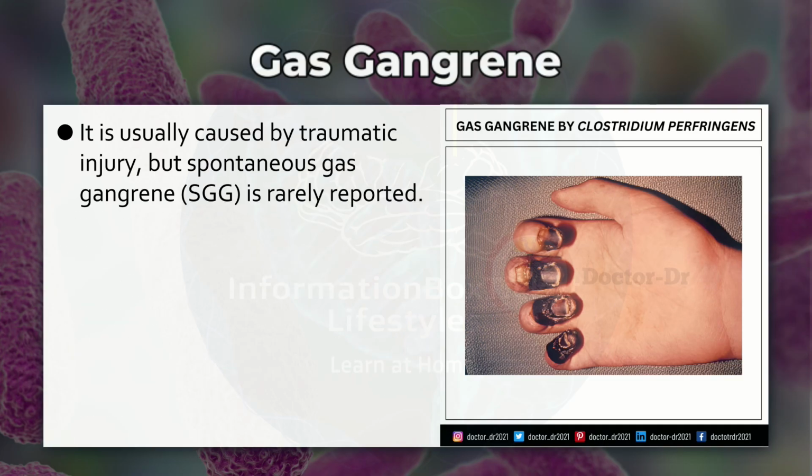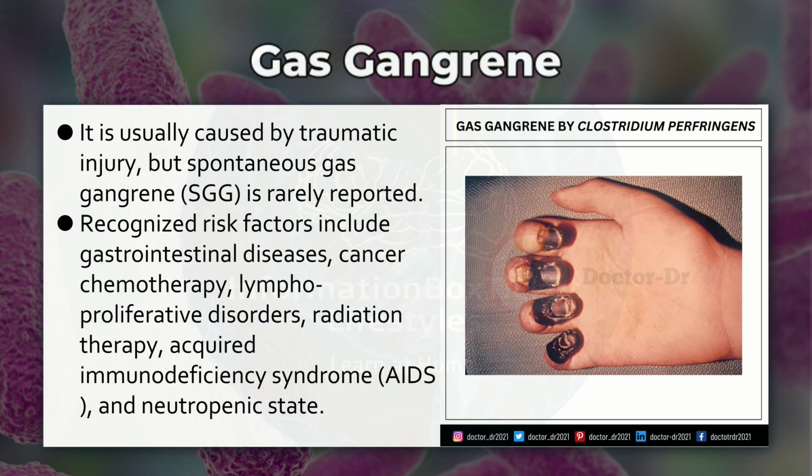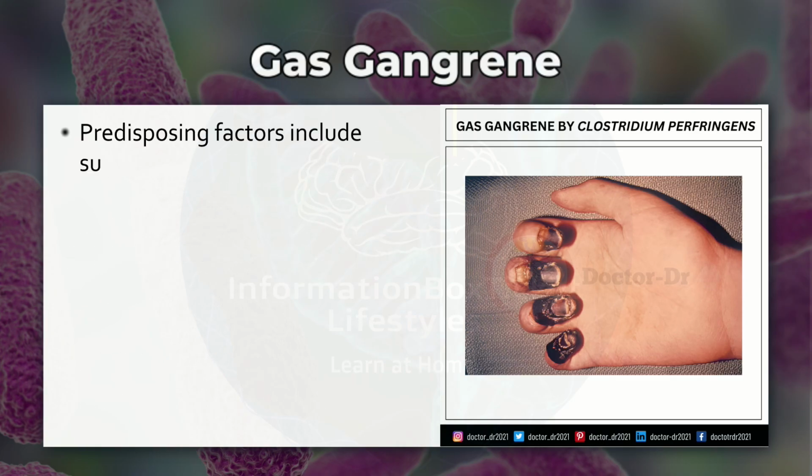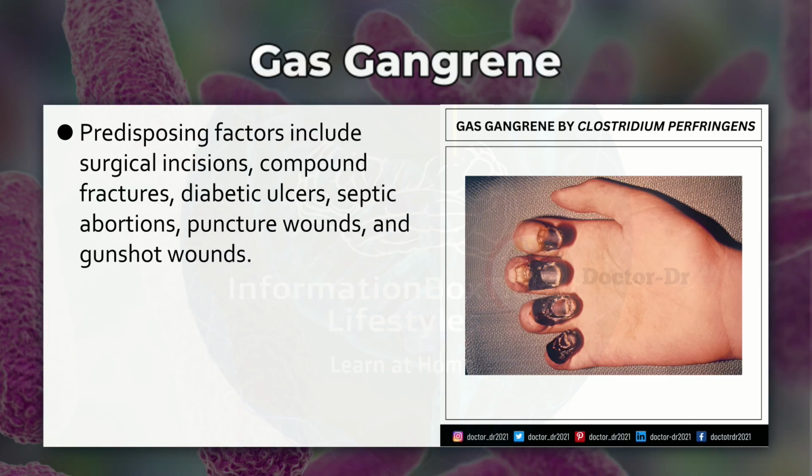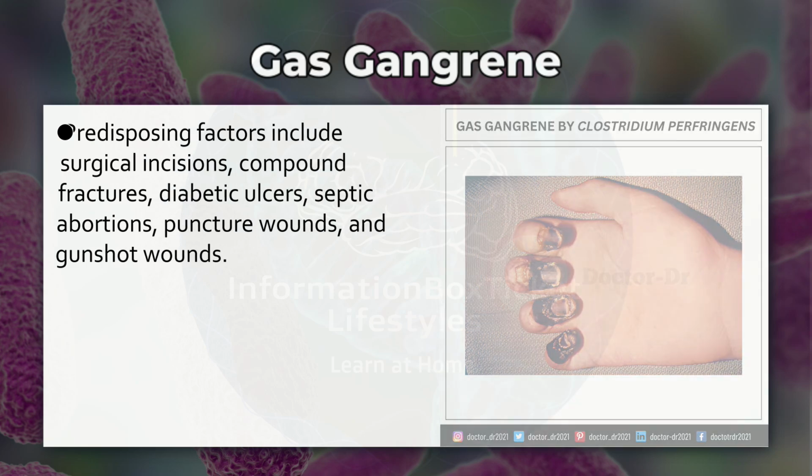It is usually caused by traumatic injury, but spontaneous gas gangrene is rarely reported. Recognized risk factors include gastrointestinal diseases, cancer chemotherapy, lymphoproliferative disorders, radiation therapy, acquired immunodeficiency syndrome, and neutropenic state. Predisposing factors include surgical incisions, compound fractures, diabetic ulcers, septic abortions, puncture wounds, and gunshot wounds.